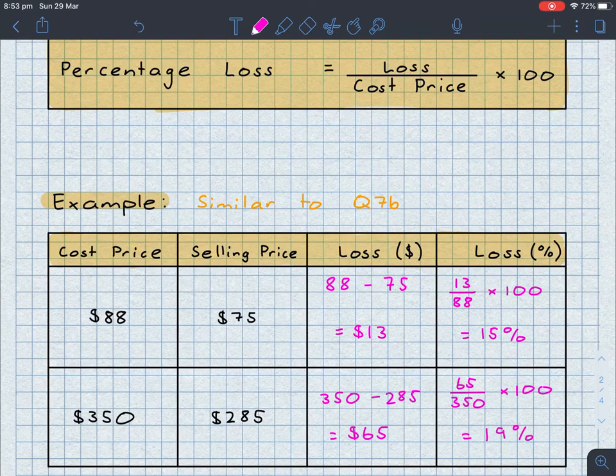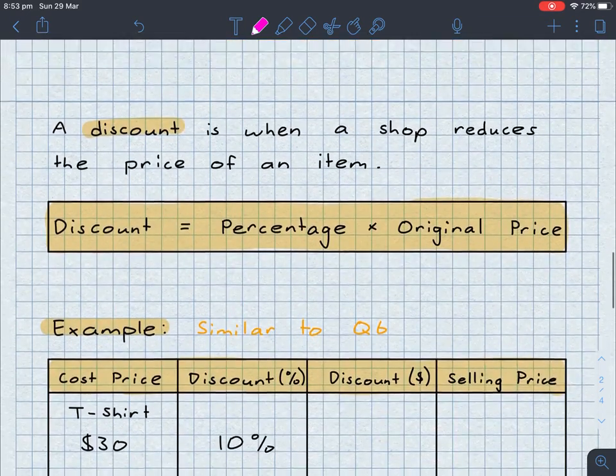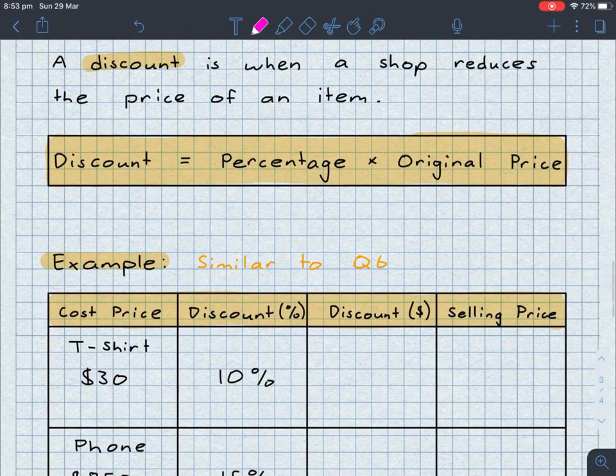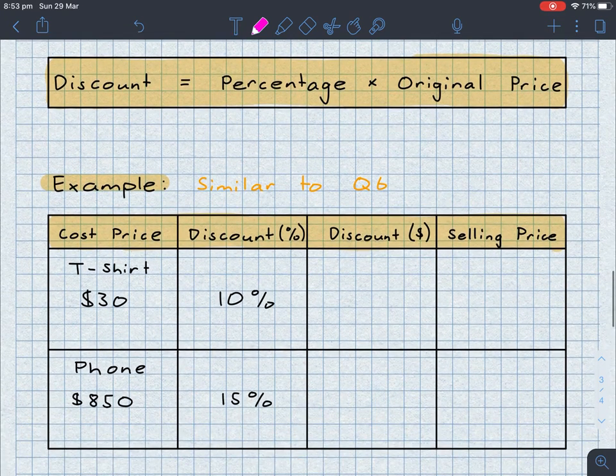Okay, let's have a quick look at discounts to finish off this lesson. So a discount, you guys probably already know, is when a shop is selling something and they say, you know what, we're going to have a sale, we'll sell it for less money. And they'll usually tell us the discount as a percentage. So a shop might say, we're having a 30% off sale. So they tell you the percentage, and to work out how much money you've saved, you just multiply that by what the price was. So let's have a look at that with a table as well.